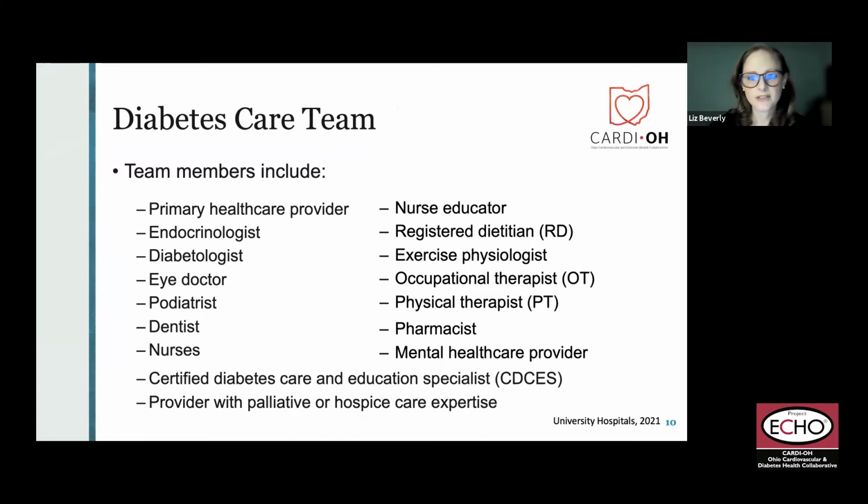We have nurse educators, registered dietitians, exercise physiologists, lots of physical therapists and occupational therapists, pharmacists. And it's really important to integrate mental health care providers, considering people with diabetes are at increased risk for a lot of psychosocial issues, including depression, anxiety, and diabetes distress. So think about these things when you're coming up with the advanced care planning, as well as creating this advanced care model, you're putting together the team.